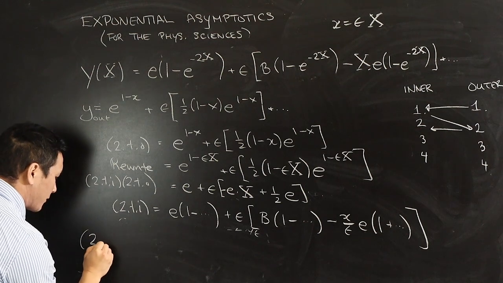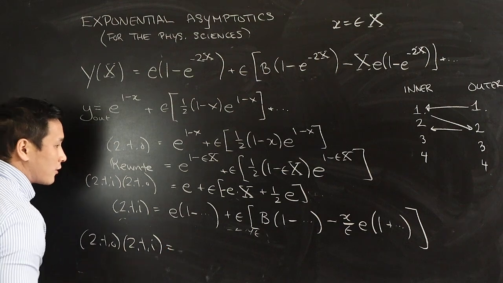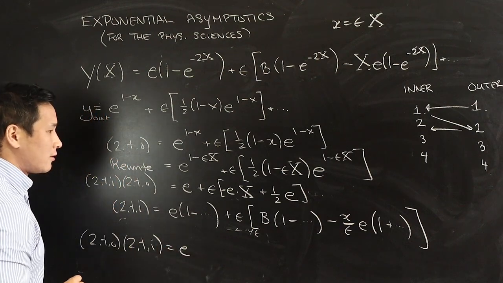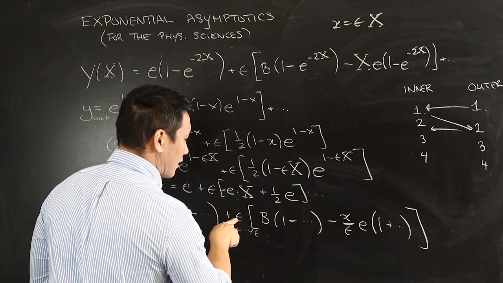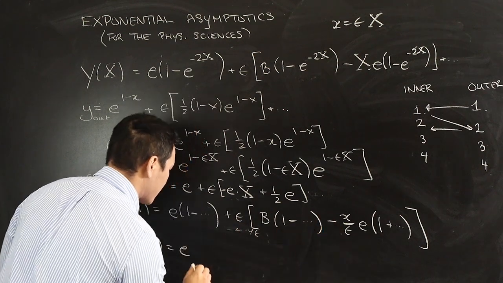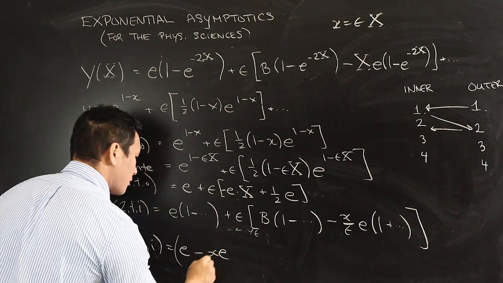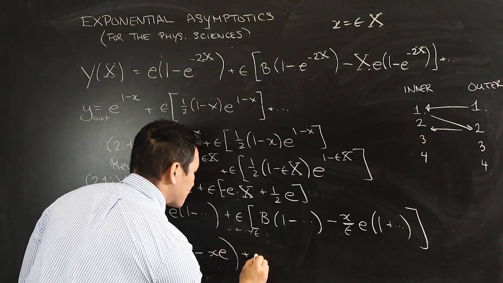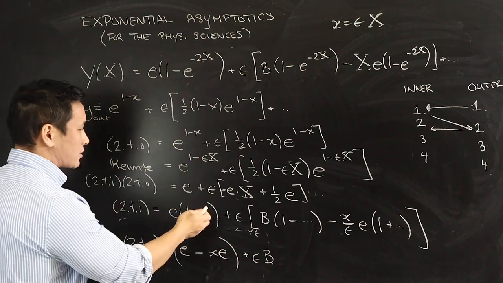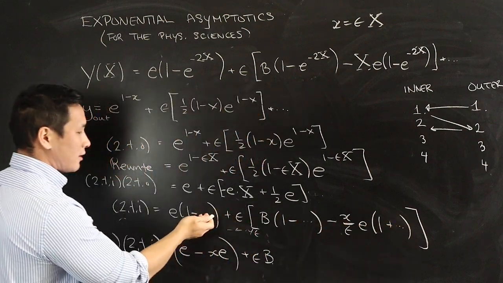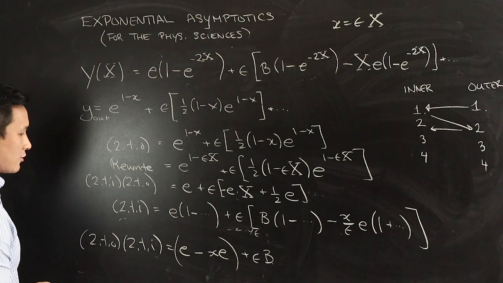So if I want the 2-term outer, 2-term inner, okay, I have e. I have epsilon divided by epsilon, so this is a minus little x times e. And then I have an epsilon times b. And all the dot dot dots that you see, we're not going to produce algebraic corrections in powers of epsilon. They're going to produce exponentially small corrections. And so you didn't need it.